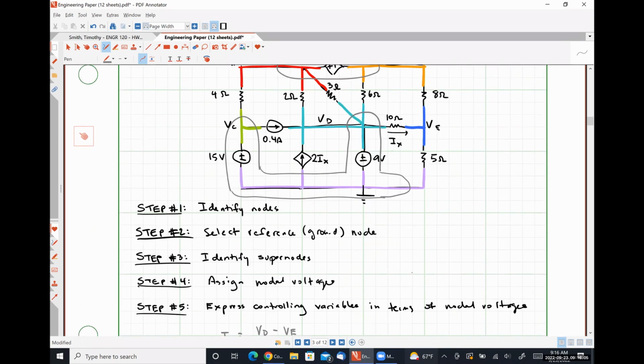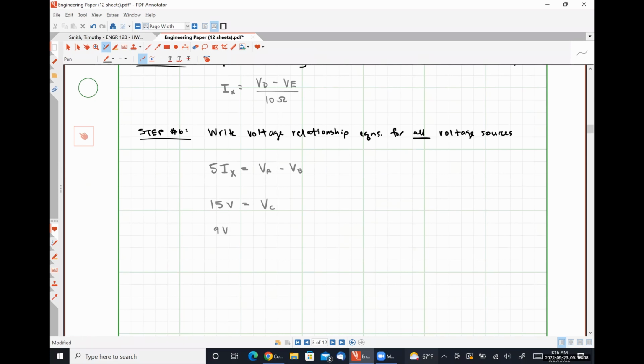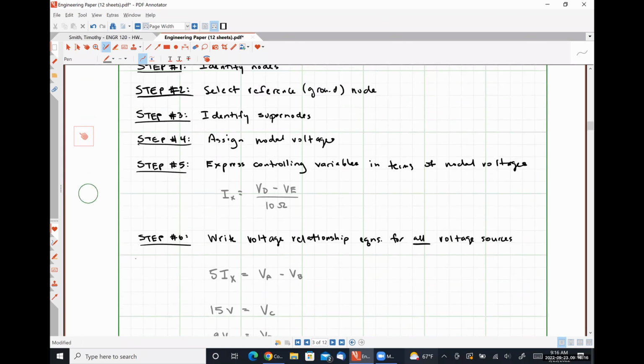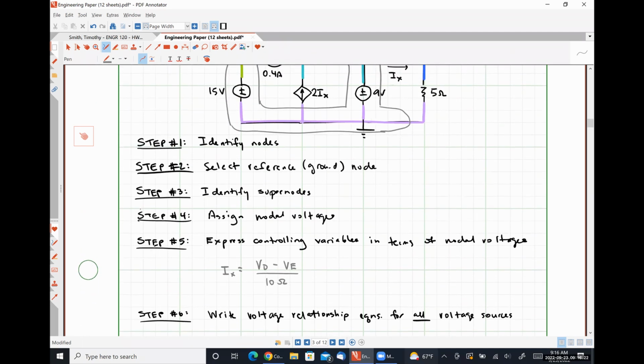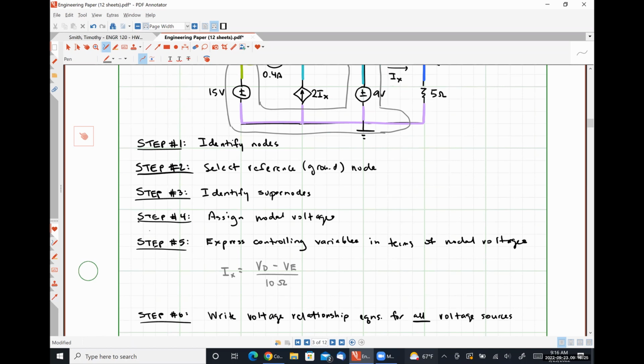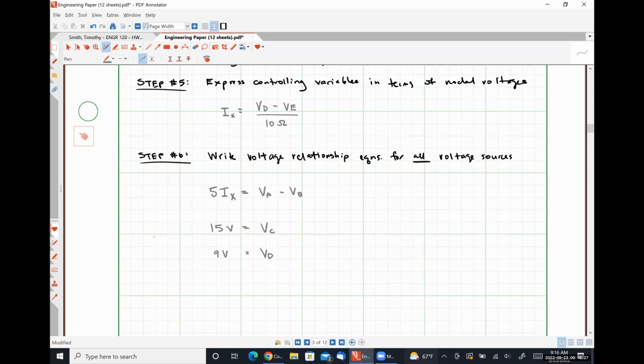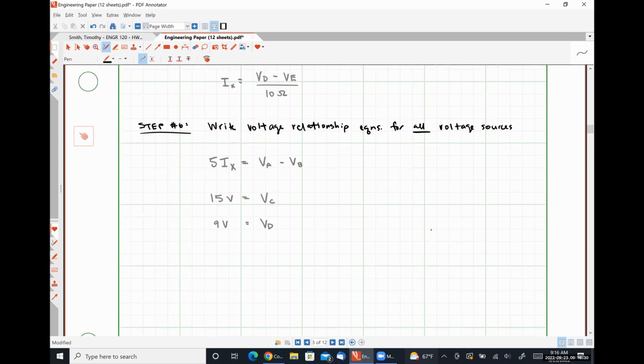Similarly, we could say that 9 volts is equal to VD. Okay. All right. Now, let's move along to step 7. I think in my old notes, I called this step 7A, and then I had a step 7B. Let's just do step 7 and step 8 because I'm changing it ever so slightly for no real reason.